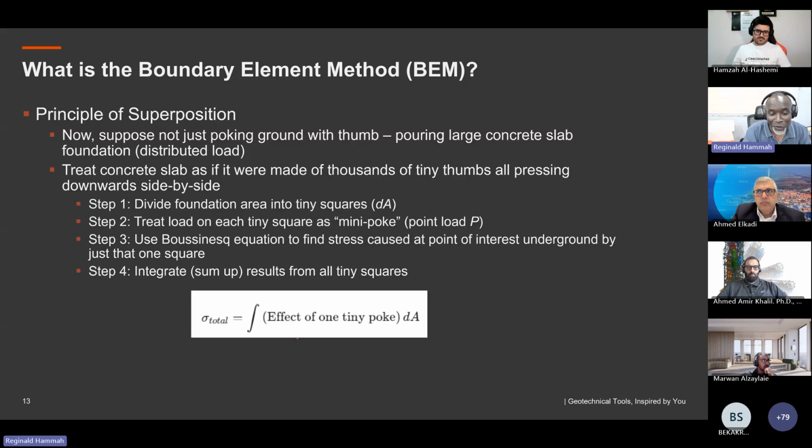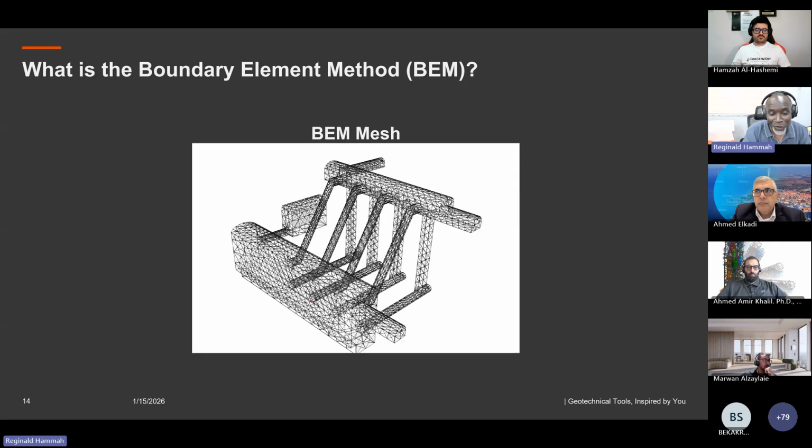So, you divide your foundational area into tiny squares, you load them with these solutions or point loads, and then you integrate to find what is happening within the domain, and then you add them up for all the different tiny squares you have.